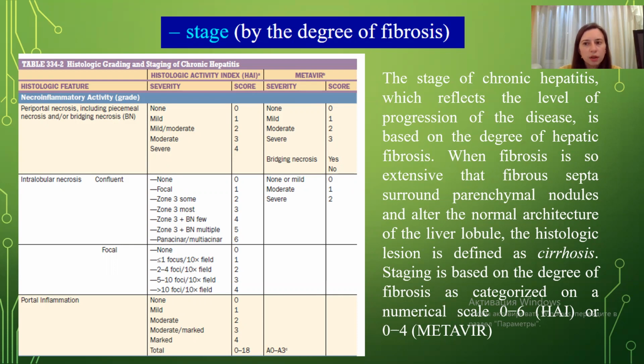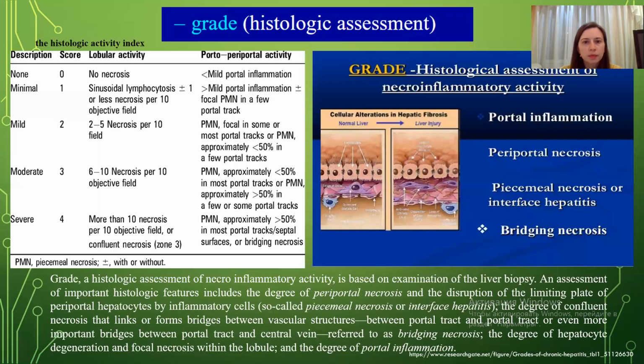And on the left, you may see a table with histological grading and staging of chronic hepatitis, with the histological activity index and METAVIR index. And what about grade?